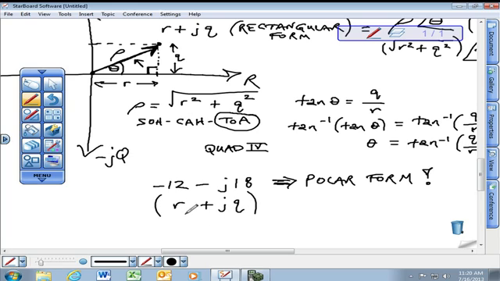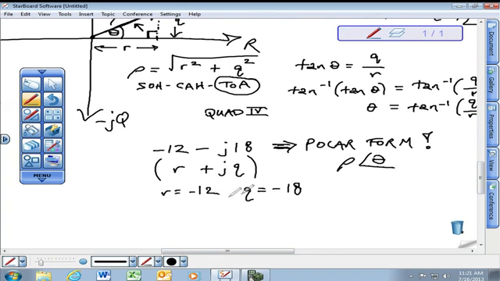So the first thing you want to do is identify that. In other words, you've got to know what's in the real portion. My real portion is negative 12. And then you have to identify, well, what's the imaginary portion? The imaginary portion is, don't forget the negative, negative 18. And now we're ready to go polar. The polar form is rho angle theta, or magnitude angle direction. We know what R is and we know what Q is, so now it's plug and chug.